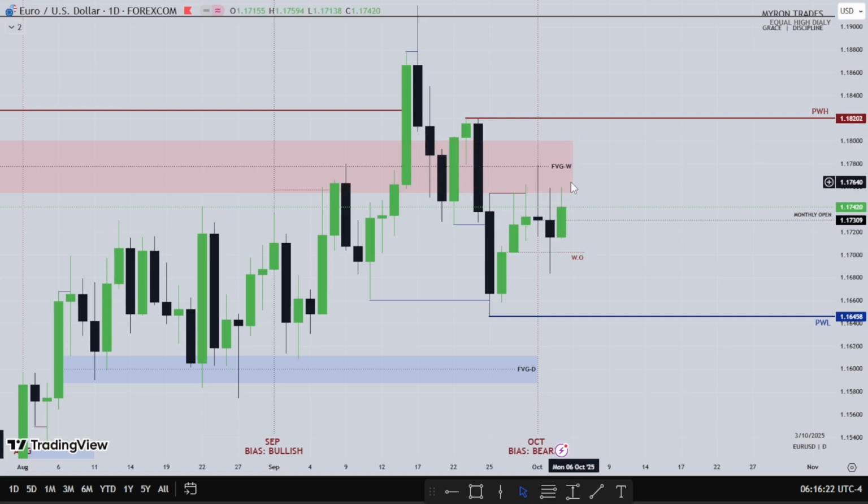So for euro, if euro wants to go higher, I want to see the dollar go lower. But if the euro is going lower, I want to see the dollar go higher, right? So this fair value gap I'll be watching if we're going to use this fair value gap as resistance or support to go higher. So see on the euro.